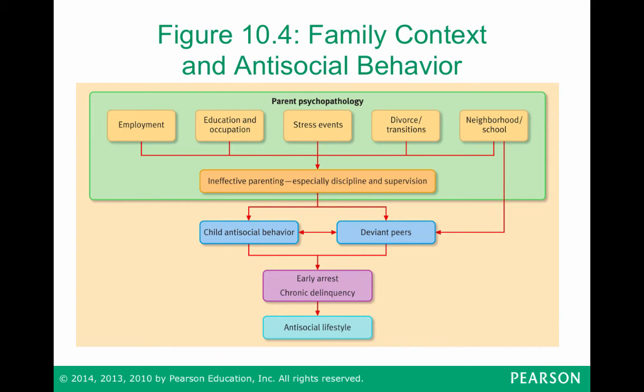Couple it with maybe the neighborhood or the school where they live, and they've got deviant peers, and so they get into some trouble there, leads to early arrest and chronic delinquency, and eventually to an antisocial lifestyle. So this is in no means the way it has to go, but these are a lot of the contexts in which the antisocial behavior can develop.